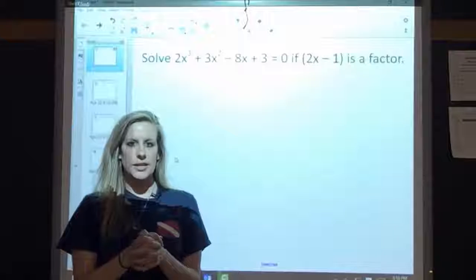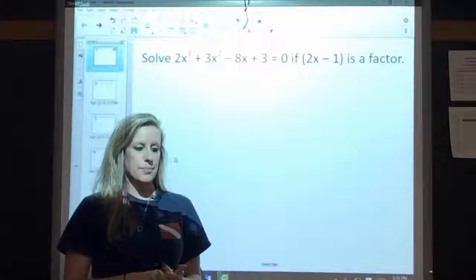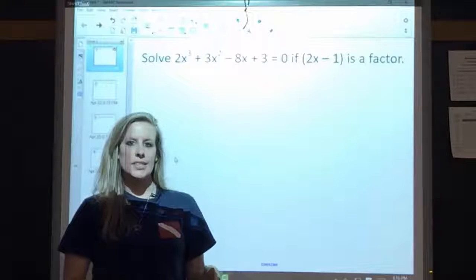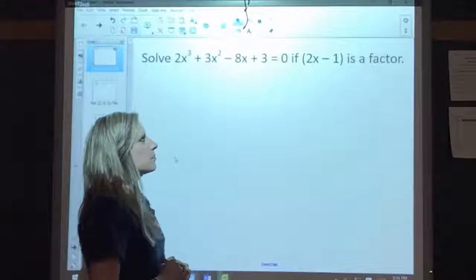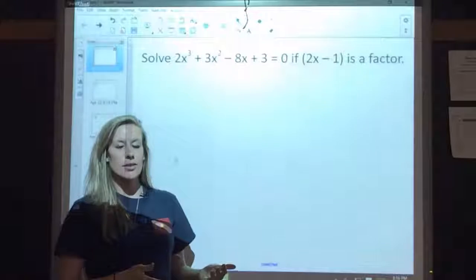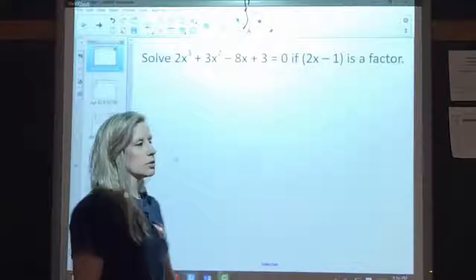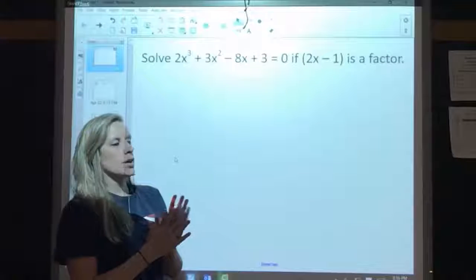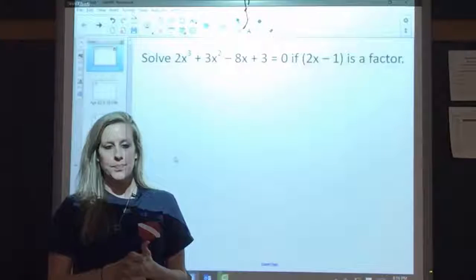All right, today we're going to talk a little bit about how to solve higher order polynomials. We're going to take it really easy this week, and then next week we'll make it a little bit harder. We're going to solve the polynomial, but I'm going to go ahead and give you one of the factors. So this is going to make it a little bit easier. You have 4 examples on your notes, and then you're going to have a worksheet to do.